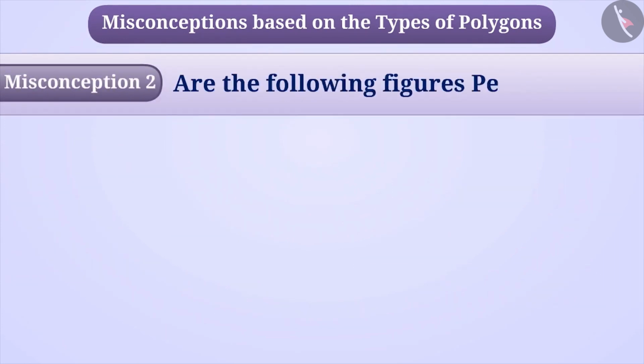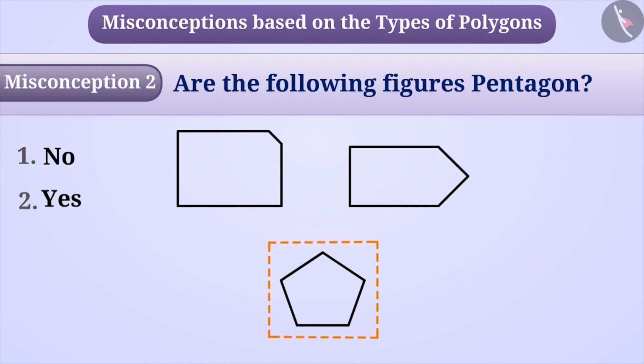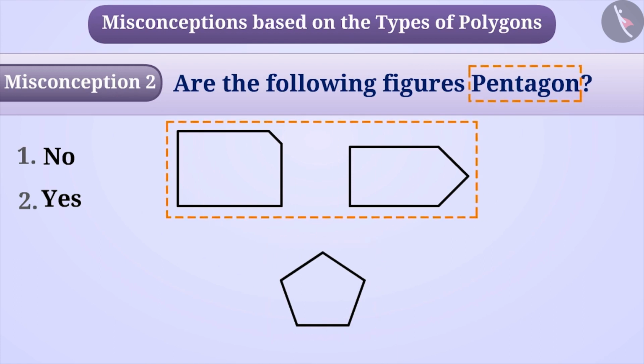Misconception 2. Are the following figures pentagon? While teaching about pentagon, many a times this type of figure is used. This creates a misunderstanding among many children that only a figure seen in this way is a pentagon. With this understanding, they think that the given figures are not a pentagon. So, they give the answer as option 1, which is an incorrect answer.